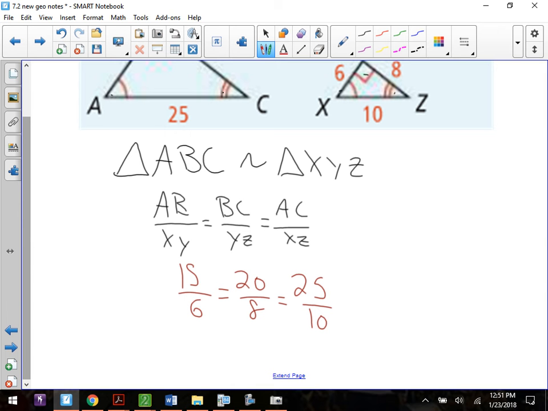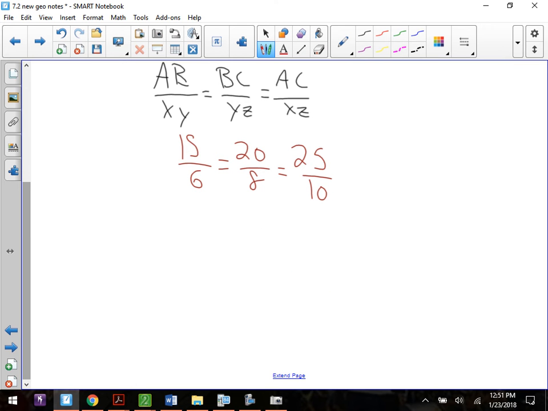What are they? What's the same ratio? 5 over 2. Every one of these fractions simplifies to being 5 over 2. So they have a, yes sir?